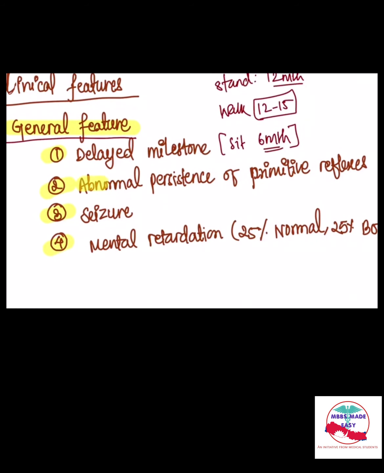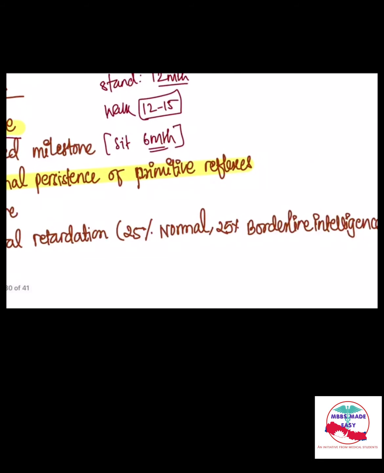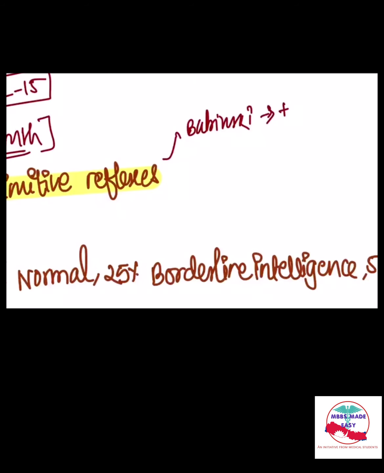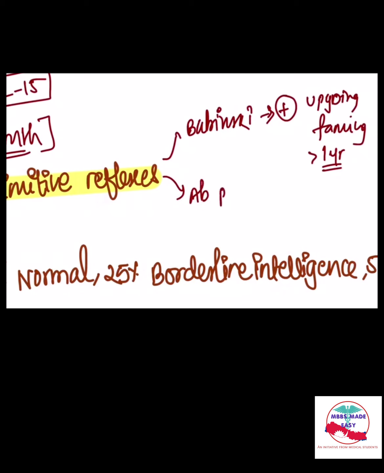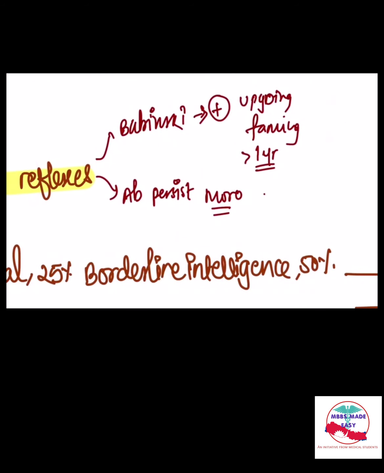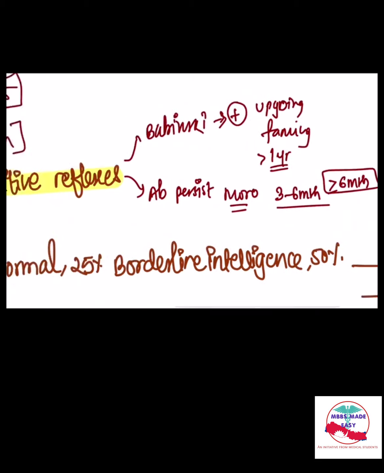Besides that, there is abnormal persistence of primitive reflexes. Primitive reflexes like the Babinski reflex: the Babinski reflex is persistently positive, that is, an upgoing and fanning Babinski reflex is present for more than 1 year of age, and it is abnormal. Besides that, one very specific indicator of cerebral palsy is abnormal persistence of the Moro reflex. Typically the Moro reflex disappears by 3 to 6 months of age, but abnormal persistence beyond 6 months is an indicator of possible cerebral palsy.